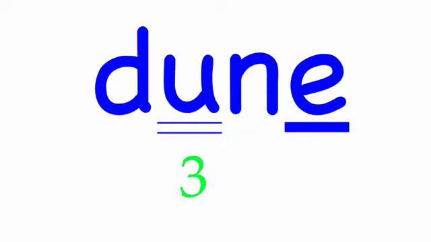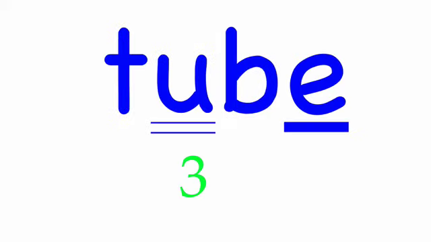Row 5. Tube. Tube. The tube was broken. Tube. 3 sounds. T, U, B. Tube.